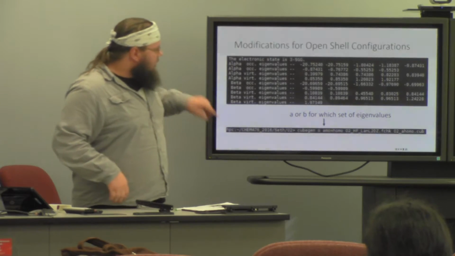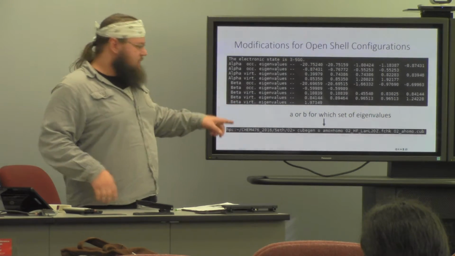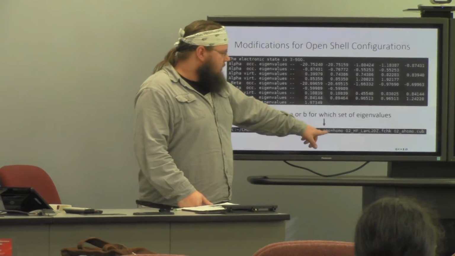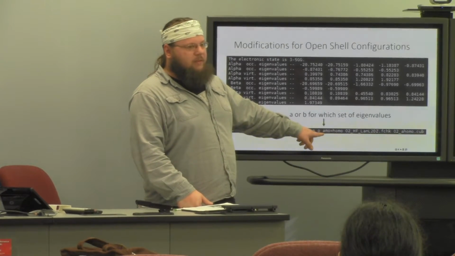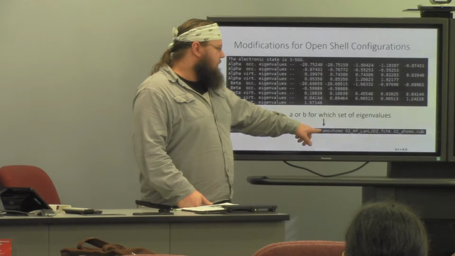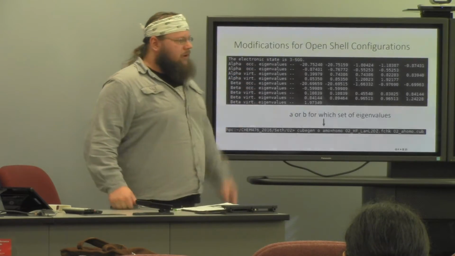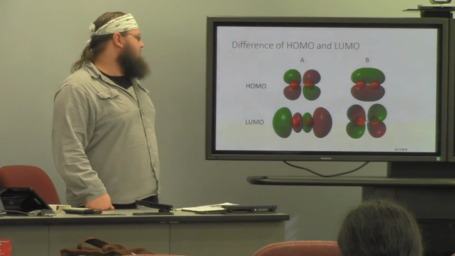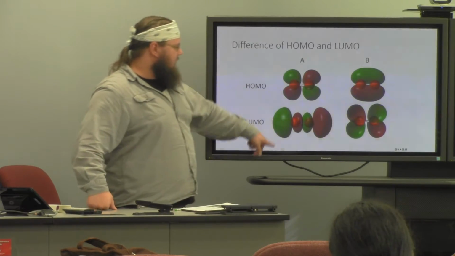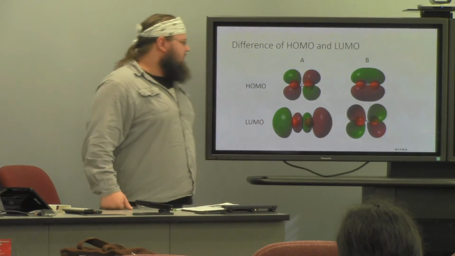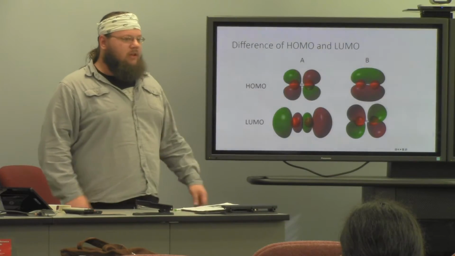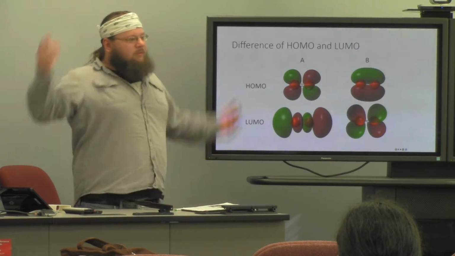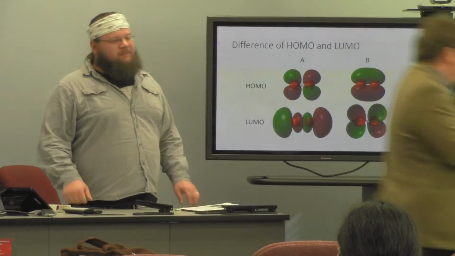Oh, and so when you do the cubegen for these, in front of MOs you need to tell it you want the alpha or the beta. You have to put a little A or a B. Say, I want alpha or I want beta. Tell it which one you want. And here's the results of that. Here's the alphas, and here's the betas. So this is the highest, and this is the lowest. So I'll get cool pictures.